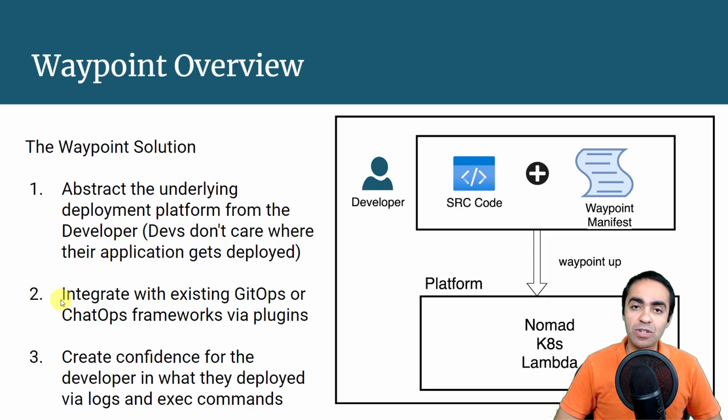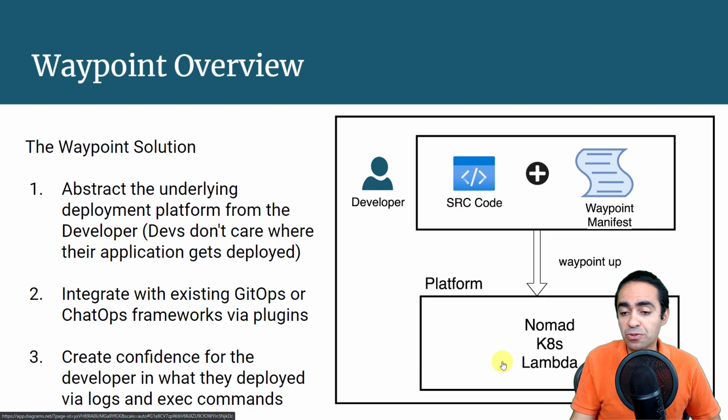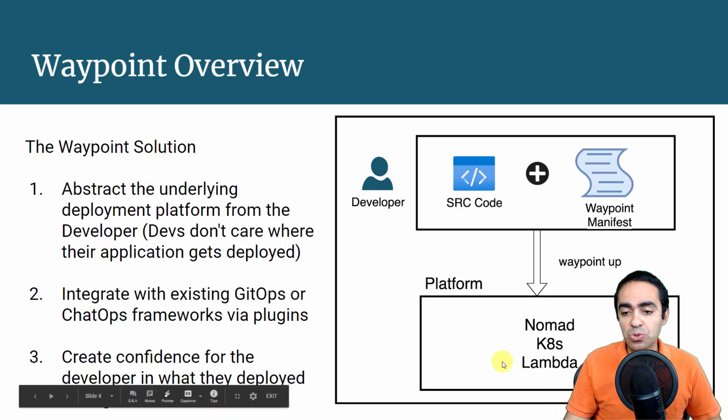GitOps or ChatOps frameworks using plugins. Similar to Terraform's provider model, Waypoint adopts a plugins model as well. So same idea, plugins such as Nomad, Kubernetes, Lambda, or Docker for deploying straight on Docker, for example. Plugins into GitOps tools, ChatOps tools as well.